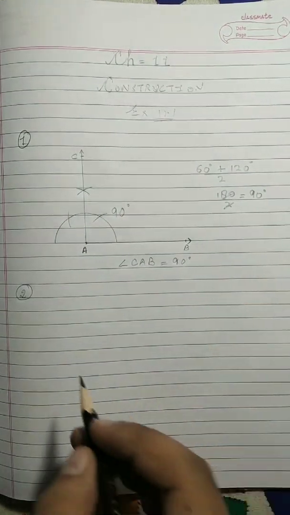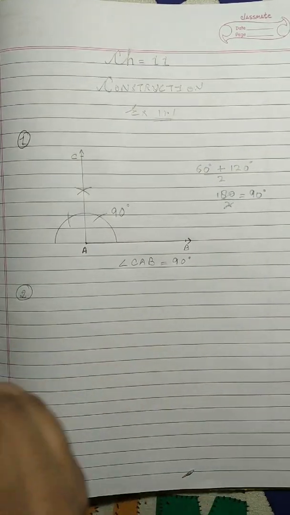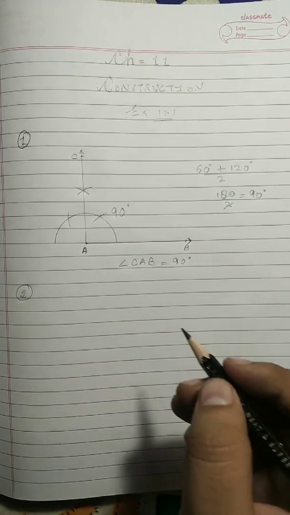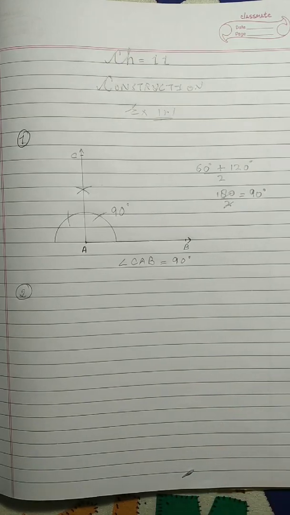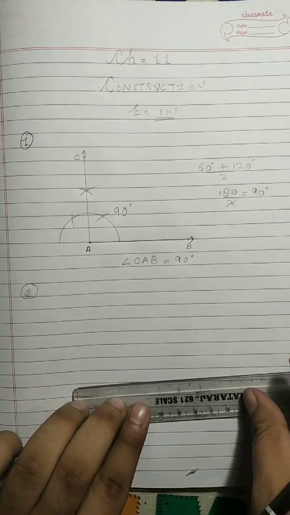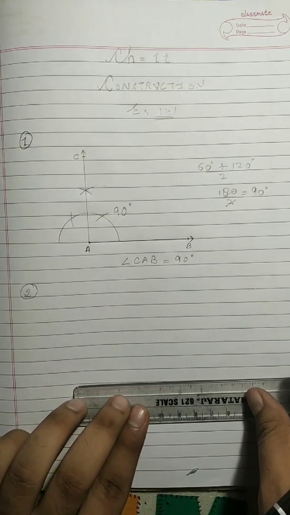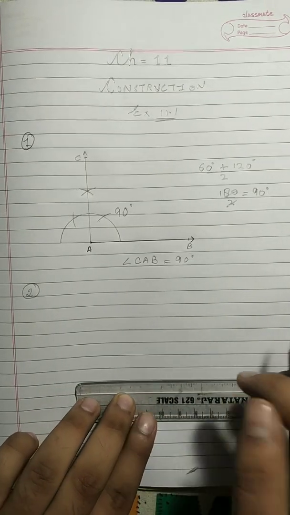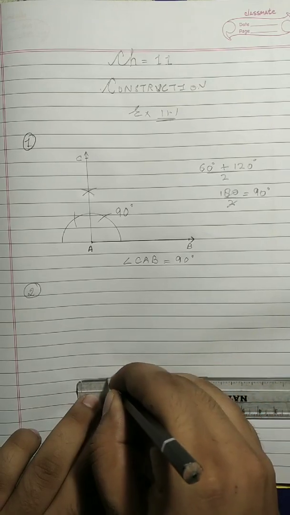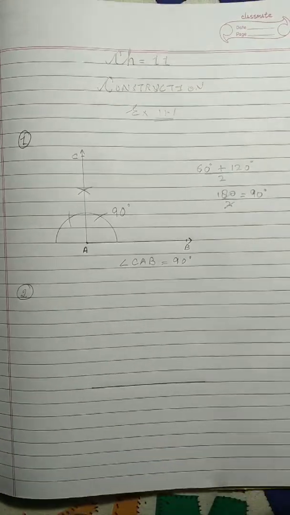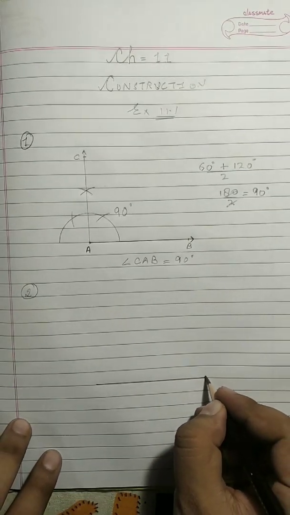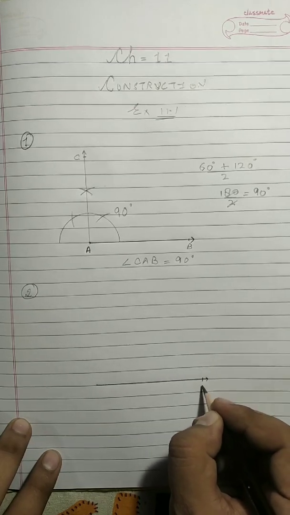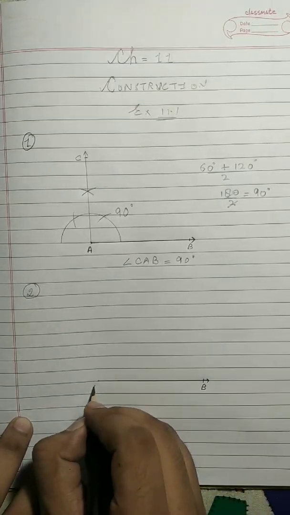Now second, construct an angle of 45 degree. Again we have to make a ray. Let's make a ray of any length. So I've made a ray again. Let it be B and this is A.